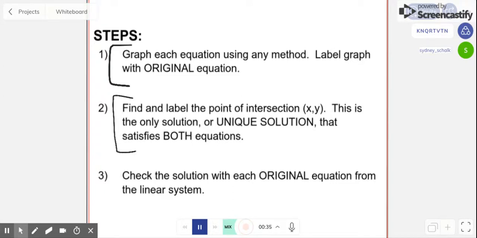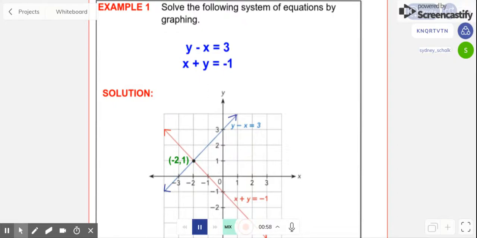Next, we want to find and label the point of intersection. Find that ordered pair where the lines meet, and this is the only solution, or if there's a unique solution, which we'll talk about later, that satisfies both equations. Finally, we'll check the solution with the original equations from the linear system, just like what we have done previously. For the first example, my equation is already in standard form.